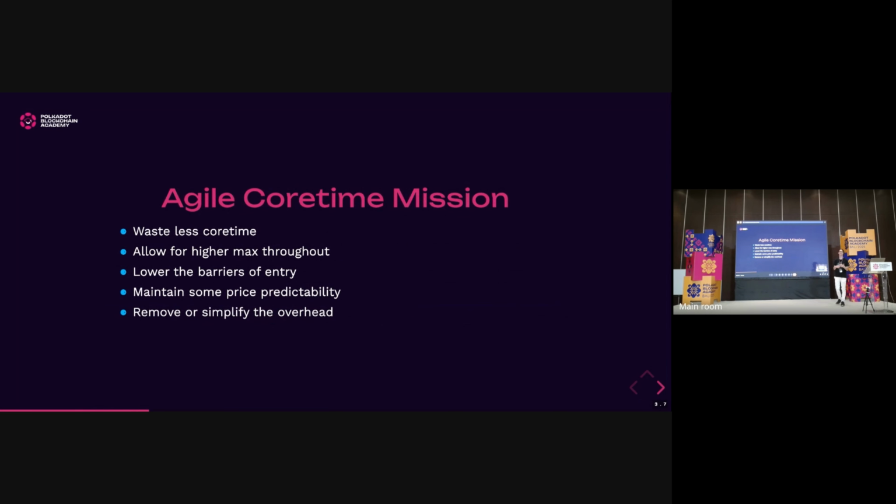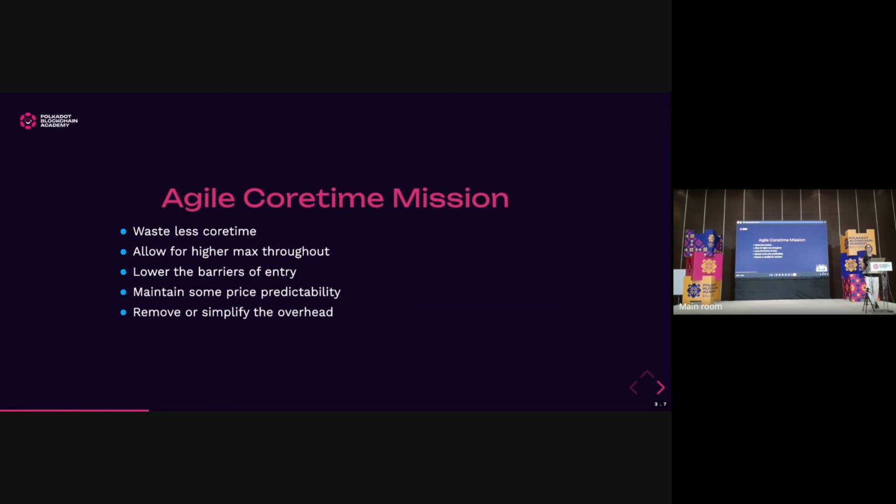So overall, the whole mission of Agile Core Time was to waste less computation, waste less core time. If someone requires less computation, let's actually give it to them. Also allow for higher throughput, because if you waste less, then we can better utilize whatever resources we actually have right now. And to lower the barriers of entry, because not everyone wants to commit and pay pretty much upfront for 2 years of core time, of block space. This is simply too much.